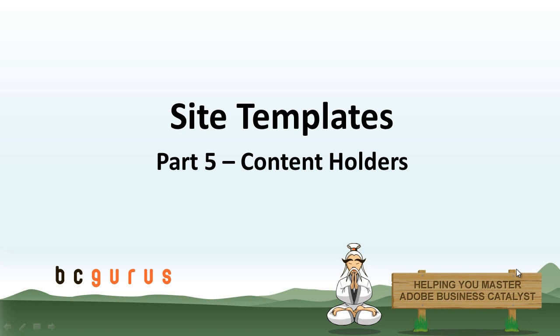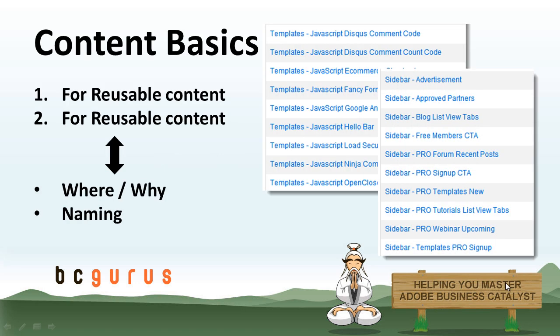In part 5 of Site Templates videos, we're going to talk about content holders. Rule number 1 for content holders is they're for reusable content. Rule number 2 is they're for reusable content. So basically, content holders are for reusable content. Then rules 3 through 8, you've got to find out on your own.